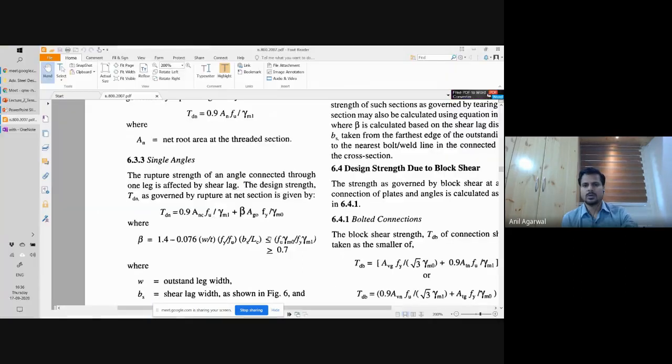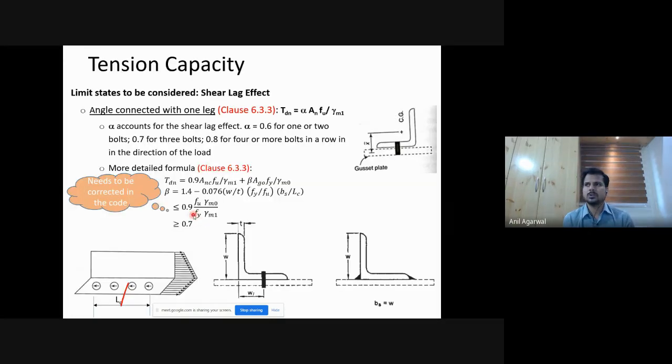Okay. So here the expression is wrong. It needs to be corrected. There is also a corrigendum that has come out with IS 800. If you look at that, it corrects that expression. And instead of FU gamma M0 divided by FY gamma M1, it says 0.9 times this value. Okay, so make that correction in your code, please, because if you use it in the exam, I would expect you to use the correct expression here. Fine.